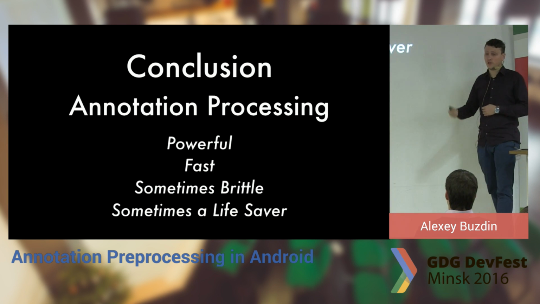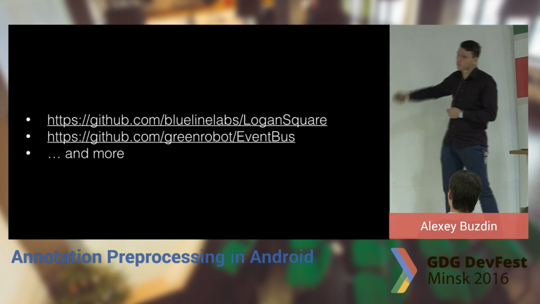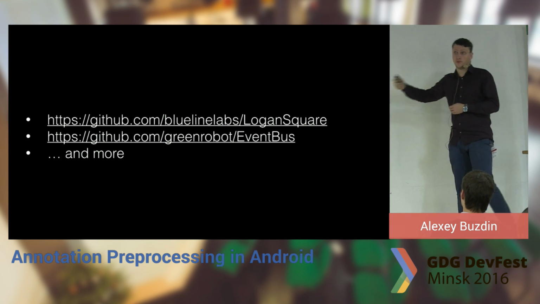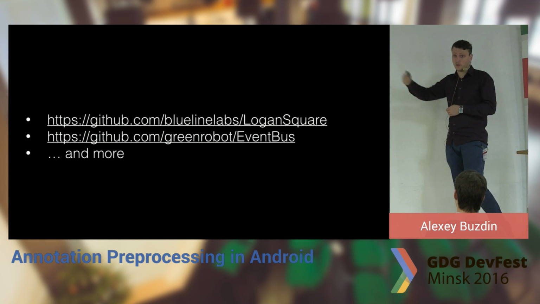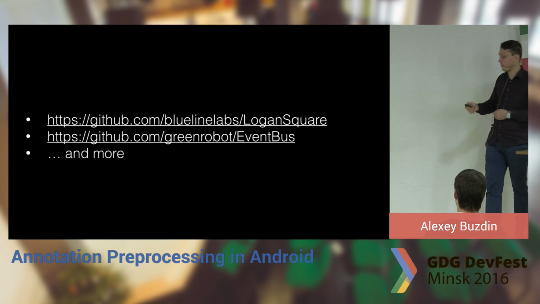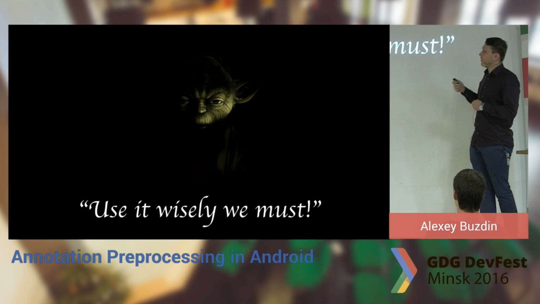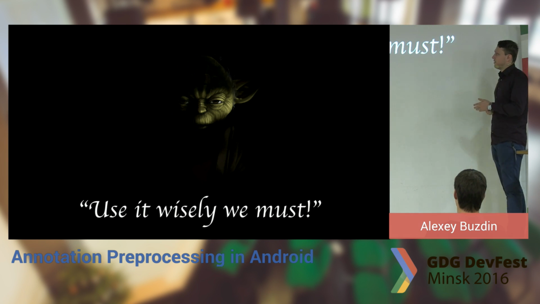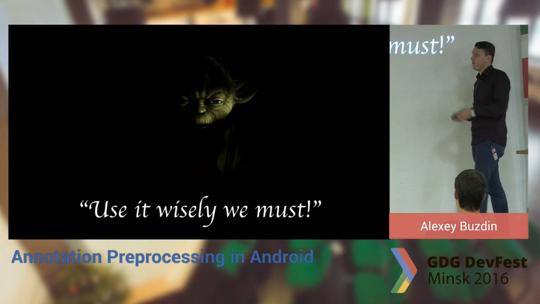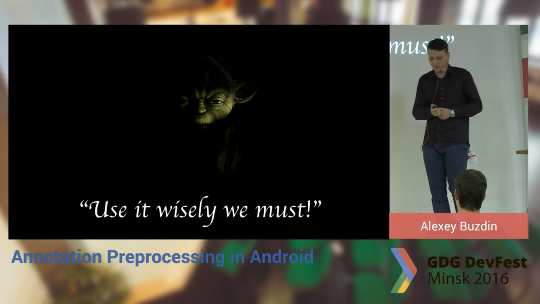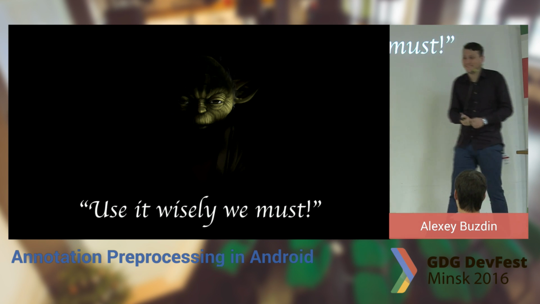If you want to get rid of reflection in JSON, for example, LoganSquare is a library that does the same stuff as other JSON libraries. It generates JSON bindings, but at compile time, so it won't affect your startup speed. And the main idea is to use it wisely. If you need it, if you want to improve your application, maybe annotation processing would be a good fit for you. If not, then don't use it.